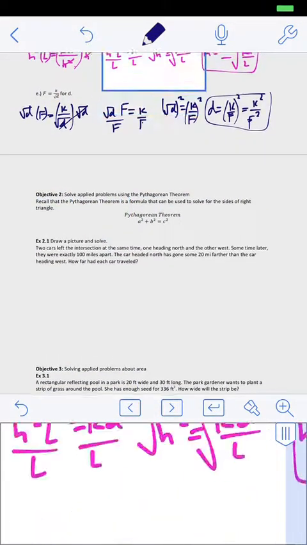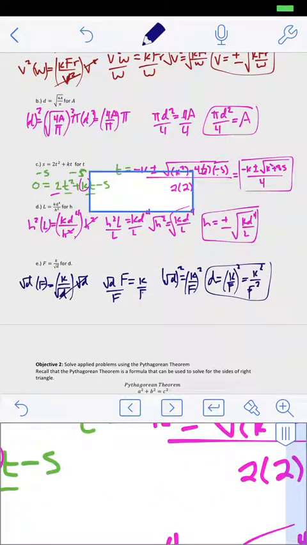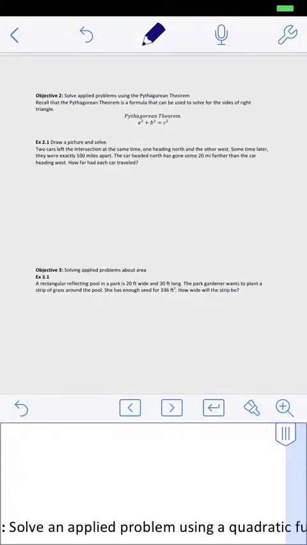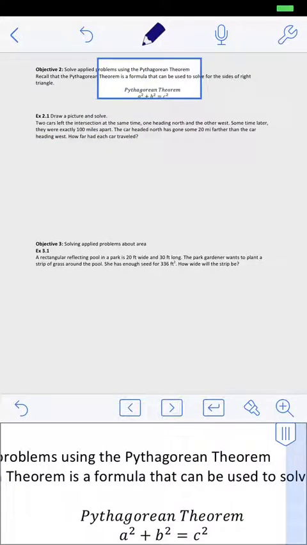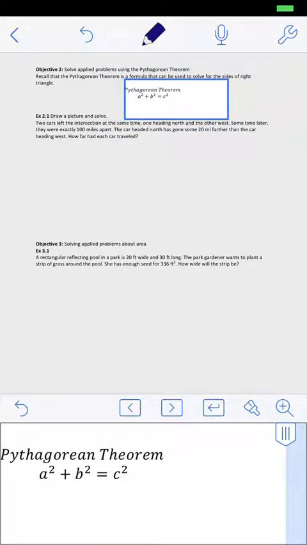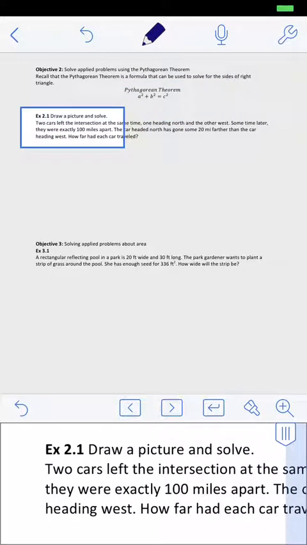If you have any questions on the formulas, feel free to email me. Otherwise, I'm going to head into the word problems now. Our first word problem is about the Pythagorean theorem again. So let's see if we can use the Pythagorean theorem or distance formula, depending on your preference, to solve this problem.